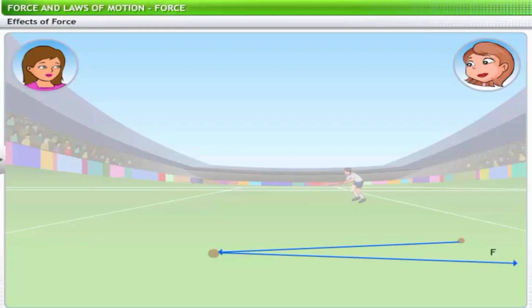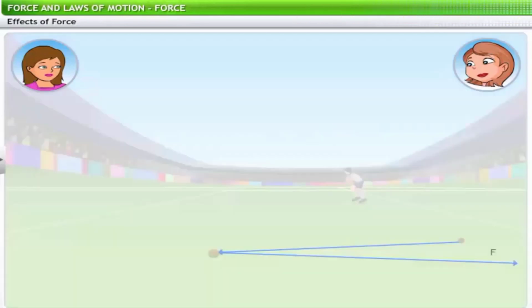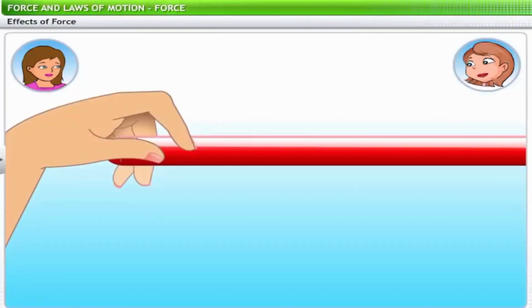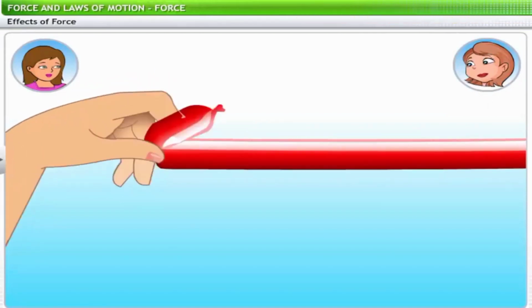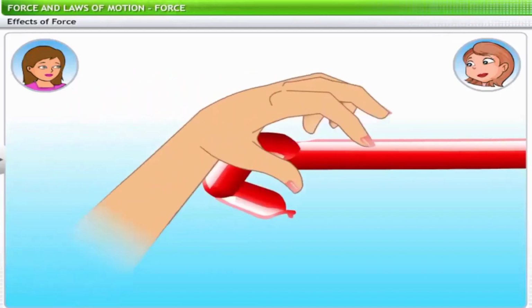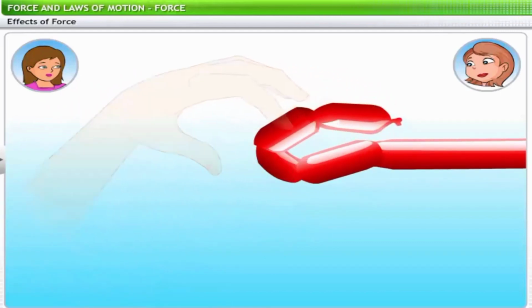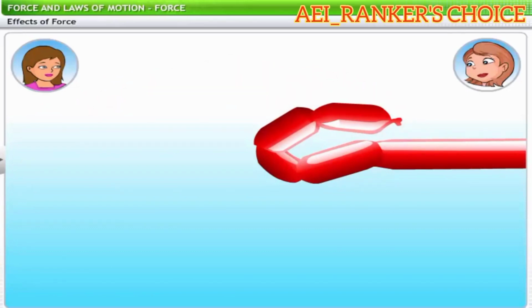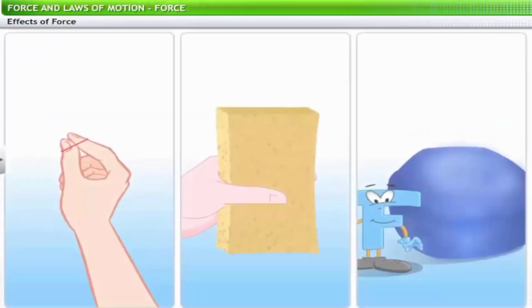And how does force affect the shape of an object? You may have noticed how a balloon man creates figures from balloons. Yes. They do that by squeezing the balloons in different places on the balloon. Right. By squeezing, they are applying force on the balloon. This makes the balloon expand in other areas.